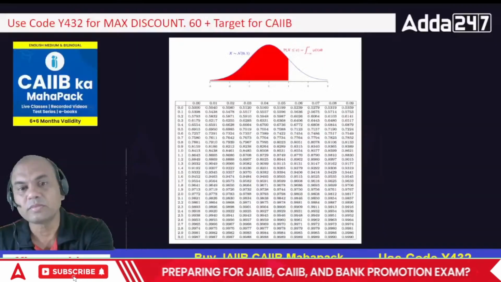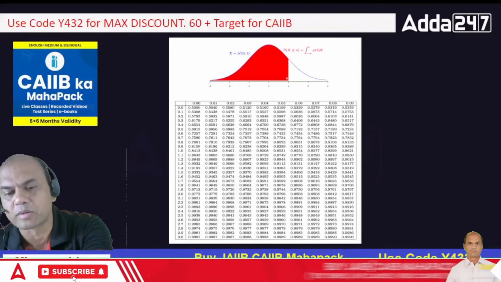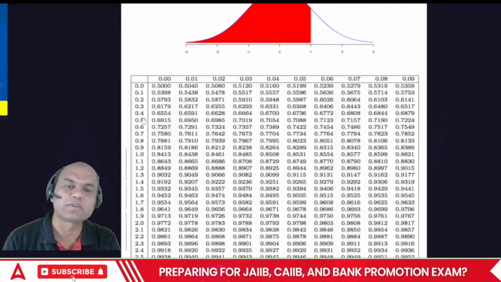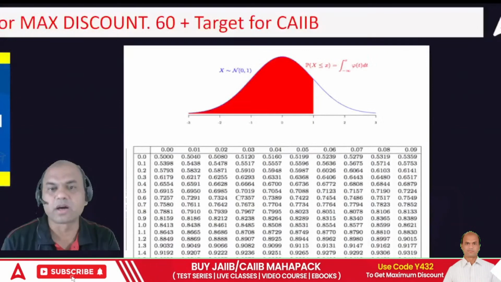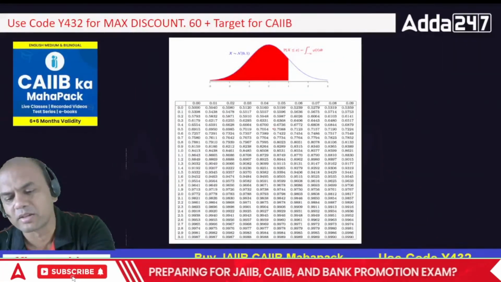Now let me show you this. I've already shown you this normal distribution curve and this table. These values are known as Z values and these values are known as probabilities. I'll teach you how to use this table during the numerical only.